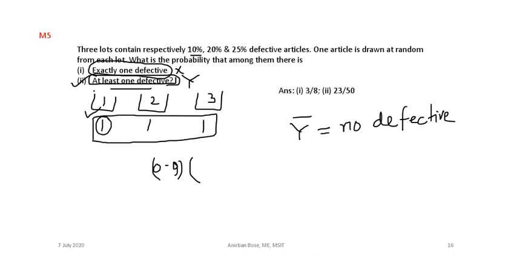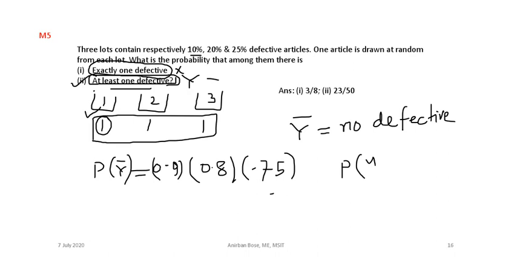At the same time, the sample coming from the second lot is also not defective, and the one coming from the third lot is also not defective. So this is the probability of y bar. If you know this probability, then what is the probability of y? The probability of y will be equal to 1 minus the probability of y bar. In this way you can find out the probability of at least one defective.